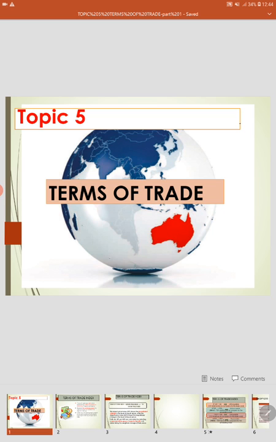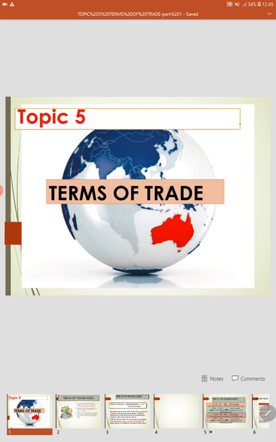Earlier I introduced terms of trade as one of the cyclical factors which affects our BOGS. In this topic, we're going to learn the concept of terms of trade, the formula, how to calculate and interpret it, and then we're going to look at the factors that affect terms of trade, and also the effects and the trends.